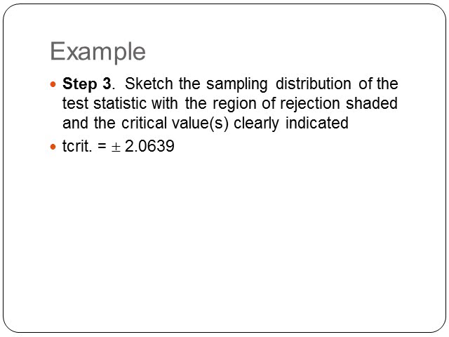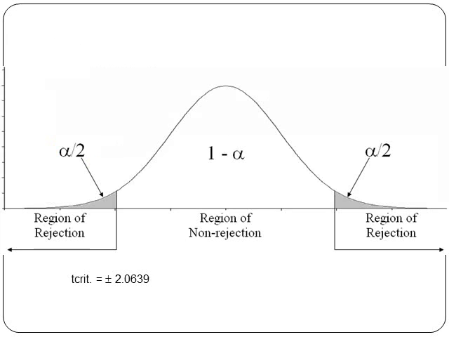Again, if at any point I'm going too fast for you, pause the video, take a moment, look these things up, try them out yourself. So here's the sketched region of rejection with our critical values of plus or minus 2.0639. And in the center, we see the region of non-rejection. So if a value we collect falls in that center, the region of non-rejection, we retain the null. If it falls outside into those shaded gray regions, we're going to reject the null.